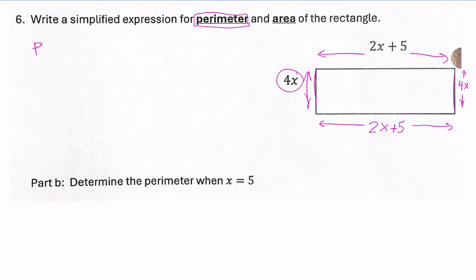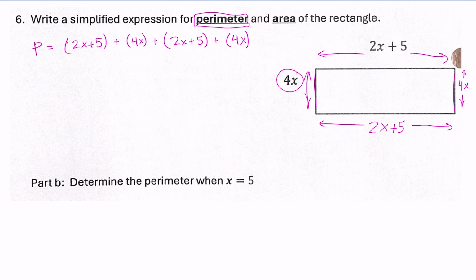Perimeter, let me call that P, is just the sum of all 4 sides, right? It's like walking around that box. So I'm going to have 2x plus 5, and here I put brackets to show that's just one side length, like grouping that side length together. And then here's another side length, 4x. Here's another side length, 2x plus 5. And here's another side length, 4x. You're going to get 4 sets of brackets there, because there are 4 sides.